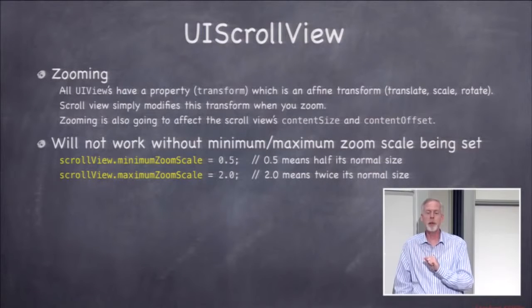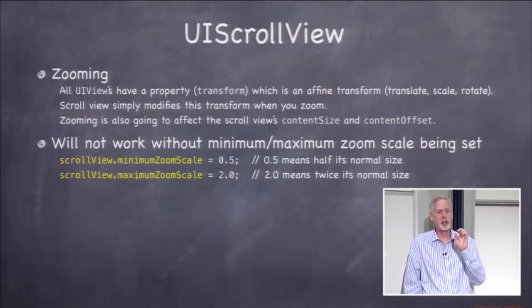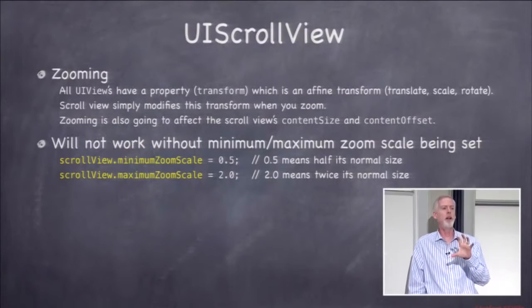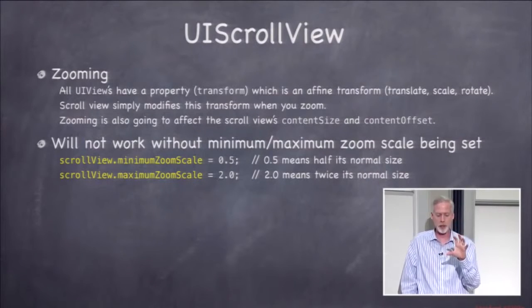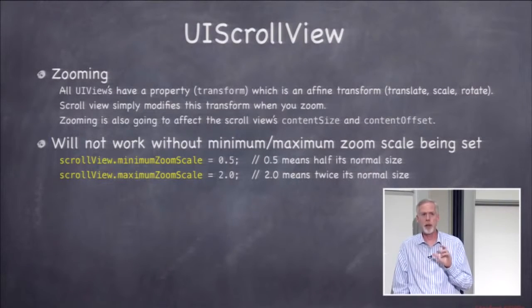First thing is the minimum and maximum zoom scale. By default, these are 1, meaning you can't zoom in or out. It's just going to show you a zoom scale of 1. In other words, the thing the user sees is 1 times the size of the thing as it really is, its actual size, right? So if you want them to be able to zoom in or zoom out, you have to set the minimum or maximum zoom scale. Otherwise it will not zoom.